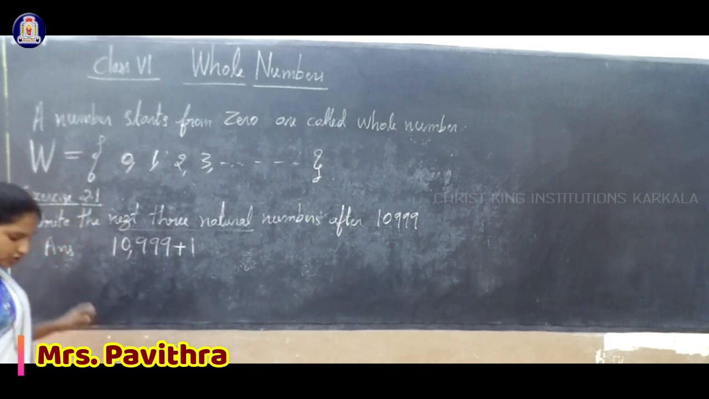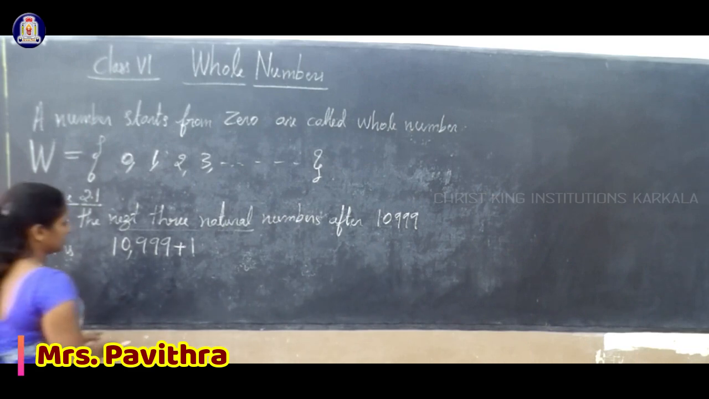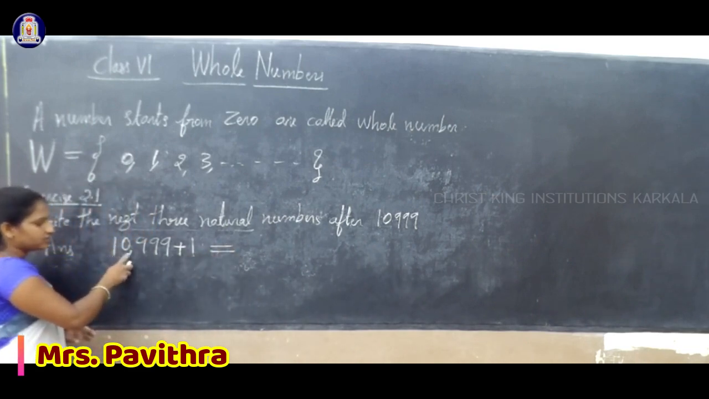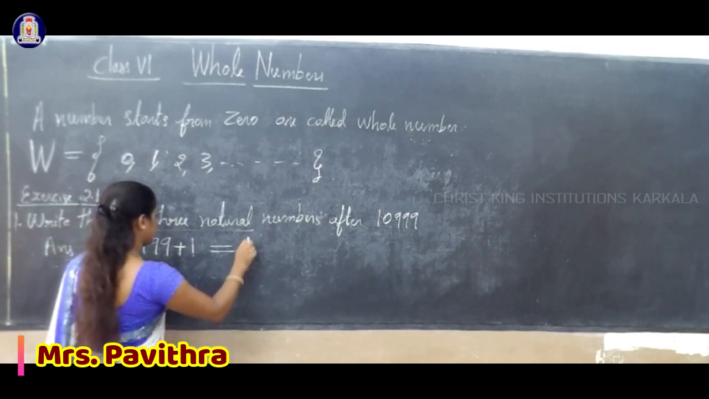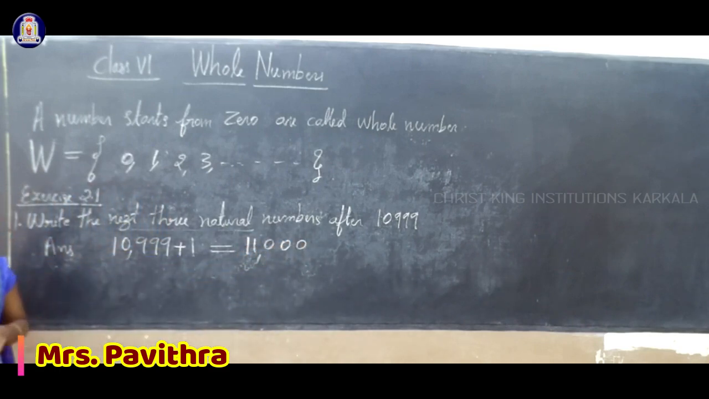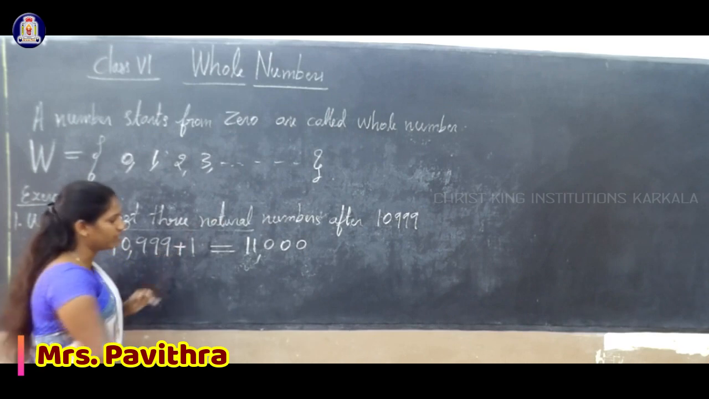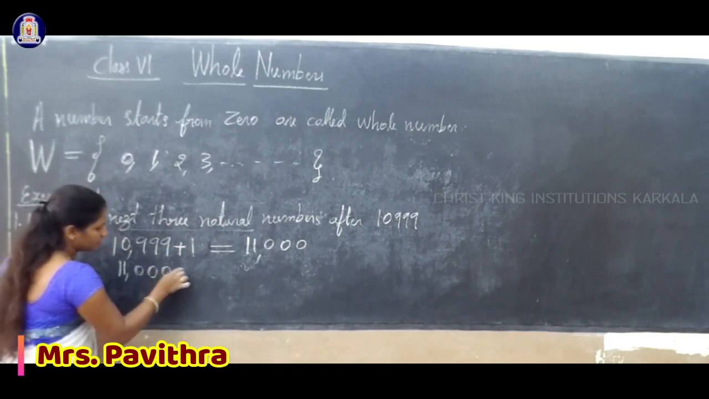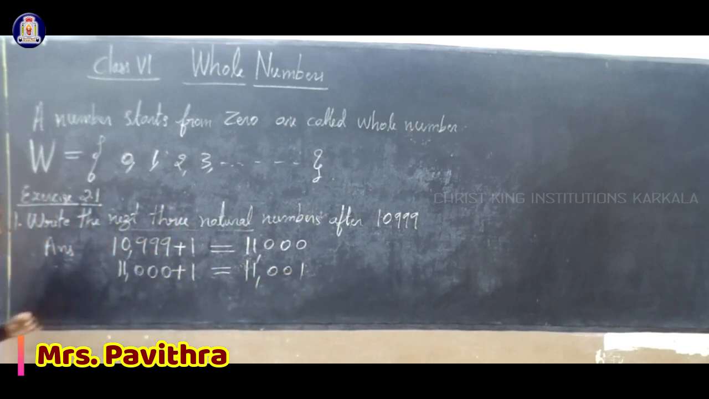Like this, that is the consecutive numbers. So the question is: write the next 3 natural numbers after 10,999. If you add plus 1 we get the next natural number. So we write 10,999 plus 1, and we get 11,000. So how many natural numbers would you write? Next 3 natural numbers. So we have to write 11,000 plus 1, that means 11,001. So this is the next natural number.